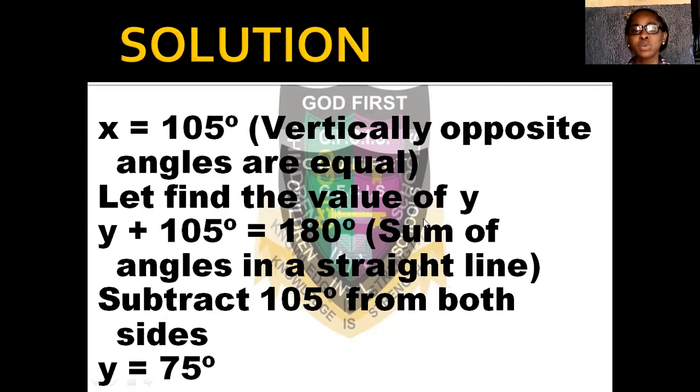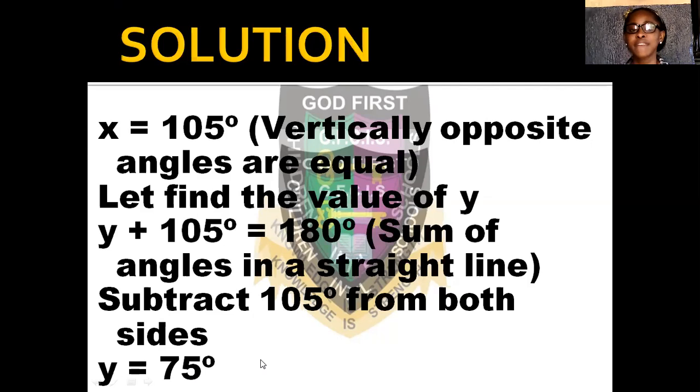So let us find the value of y. Y is also equal to z. Reason: they are opposite angles, and they are also equal. So now y plus 105 degrees equals 180 degrees. Reason: sum of angles on a straight line. Subtract 105 from both sides. 105 minus 105 is 0, and we are left with y. Excuse me. 180 minus 105 is equal to what?